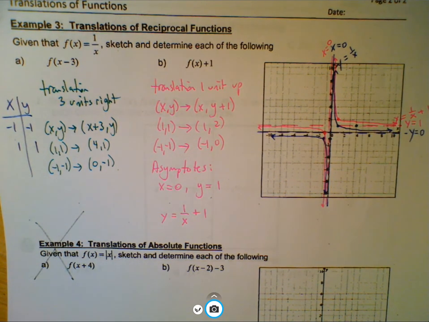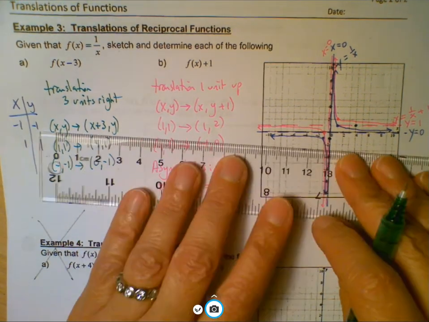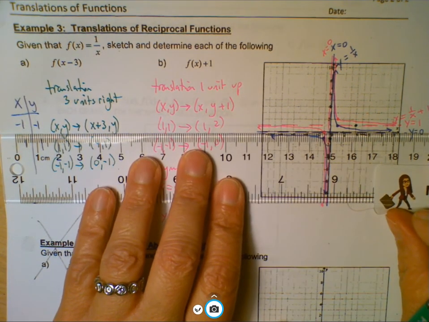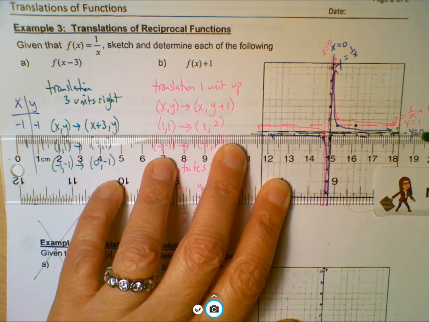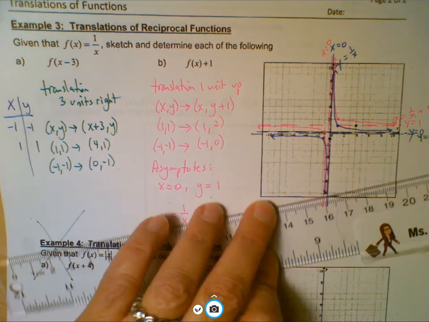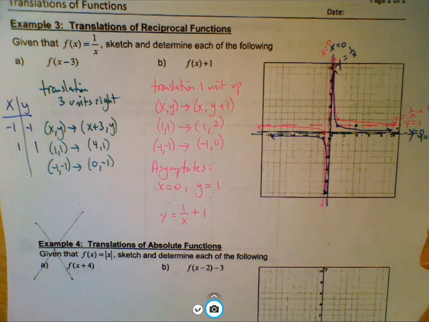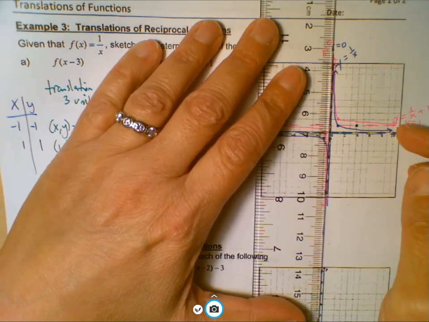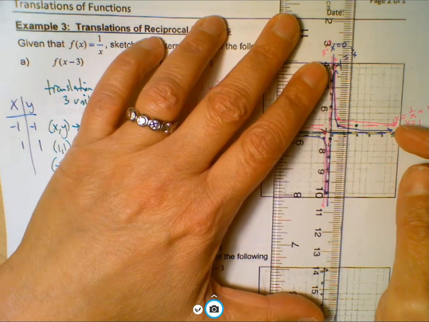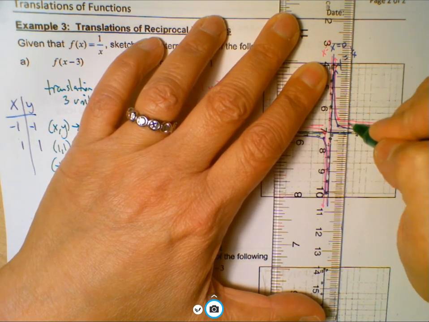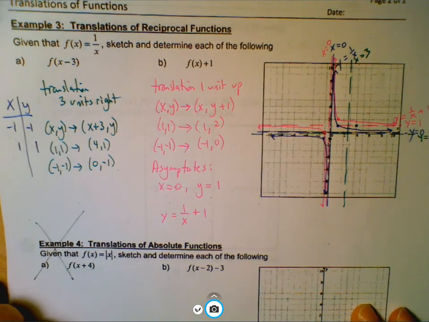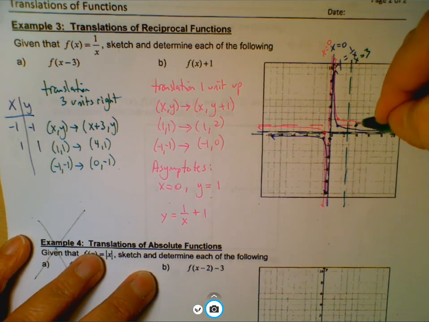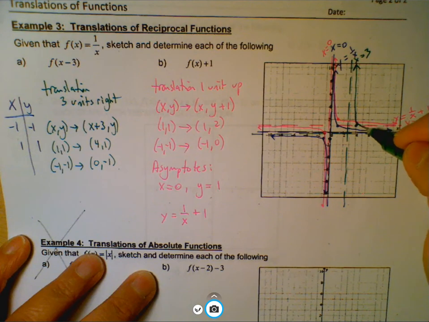What happens to my asymptote? Well, the y's haven't changed. So this asymptote is still here, y equals 0. So I'm just going to draw on top in green. Remember, it's a dashed line, y equals 0. But the entire graph has moved to the right by 3 units. So this vertical asymptote, 1, 2, 3 units, now becomes x equals 3. All right, and I can just hug the graph.